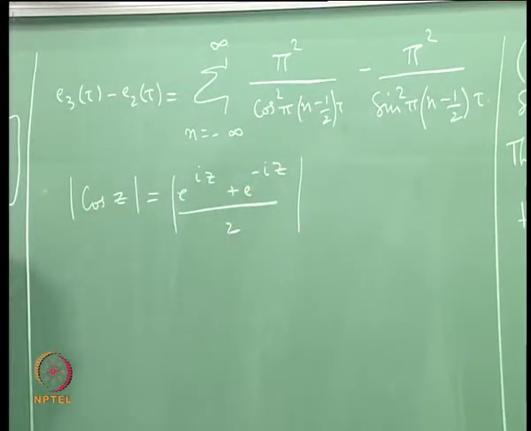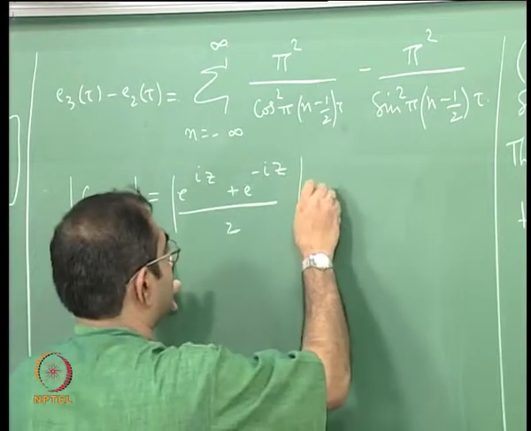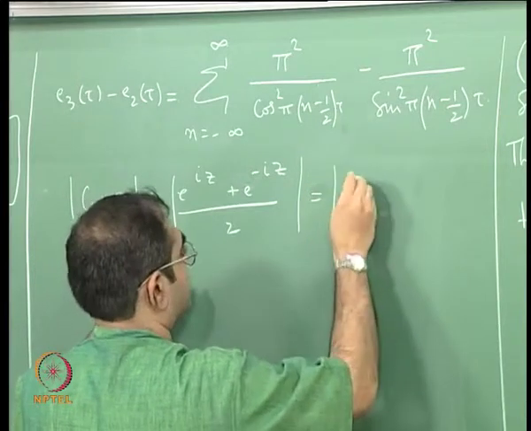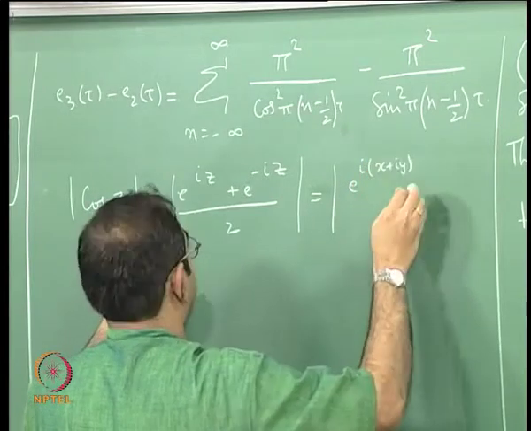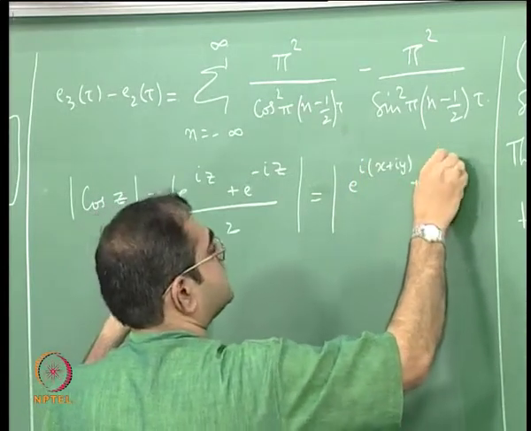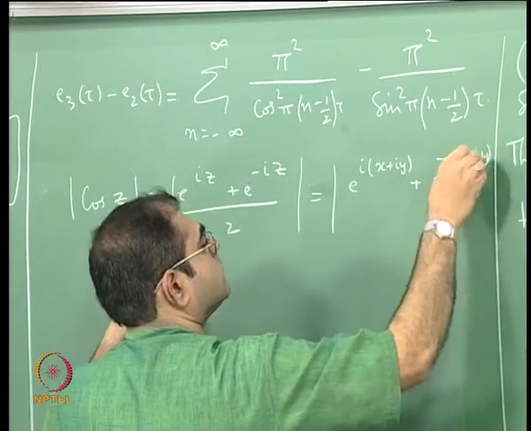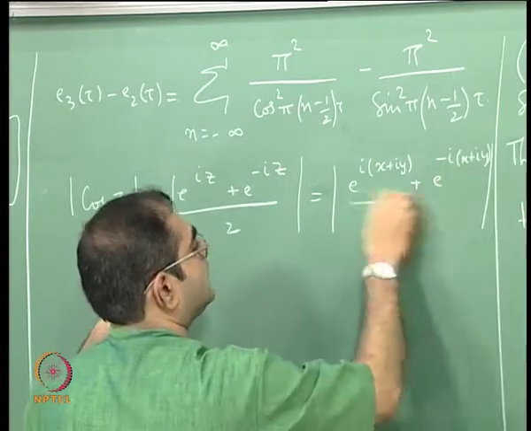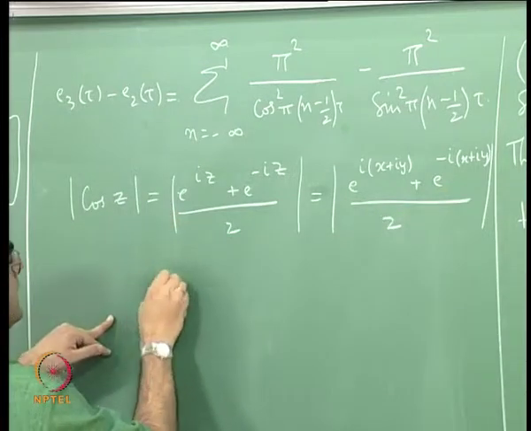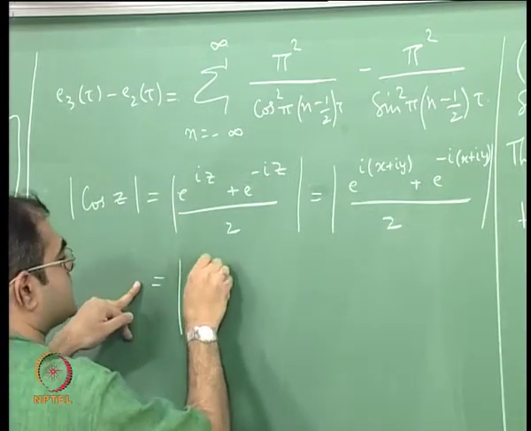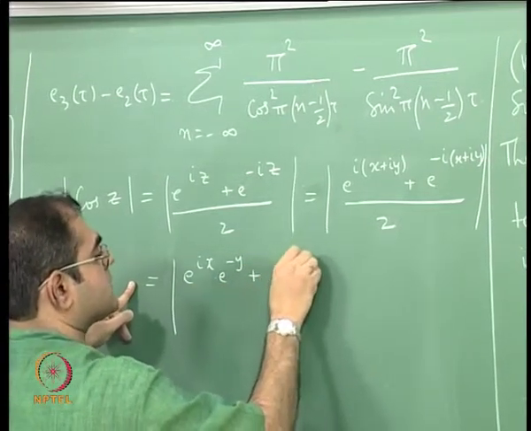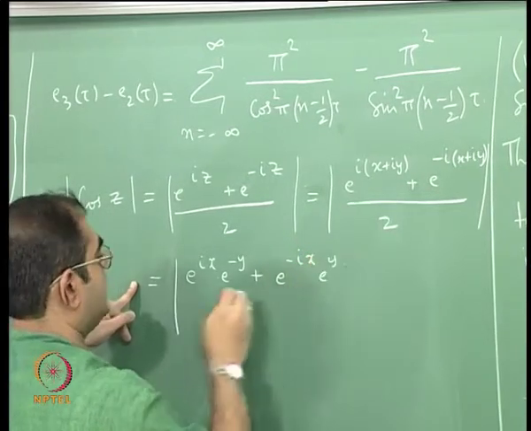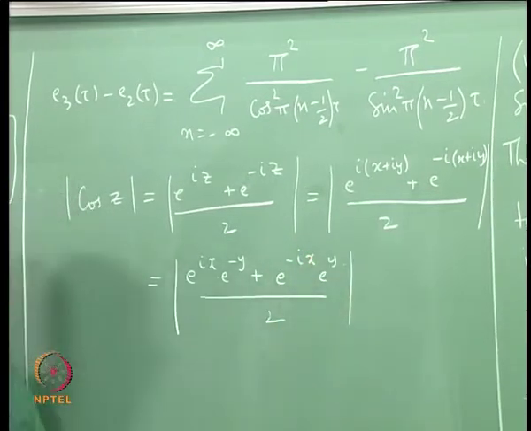You must have probably seen this in a first course in complex analysis, but anyway, let me write it down because it's pretty easy. So I put z equal to x plus iy, so I will get, e^(ix) e^(-y) plus e^(-ix) e^(y), divided by 2, okay.